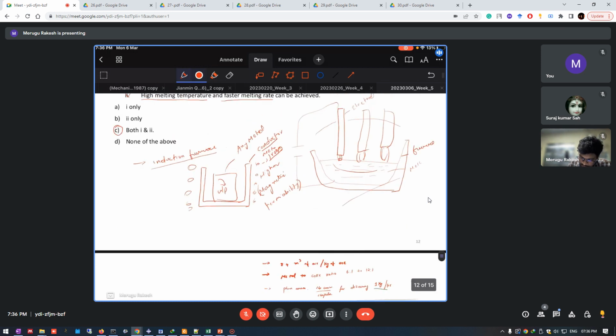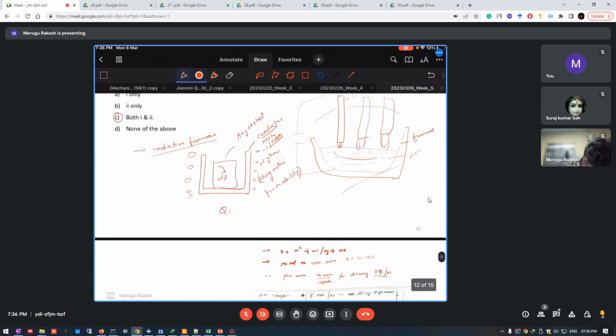So the principle in this induction furnace is Q equals I squared R T, where I is the current, R is the resistance, and T is the time period. So that is the Q, in kilojoules. Okay. So if there are any doubts, I would be happy to discuss.